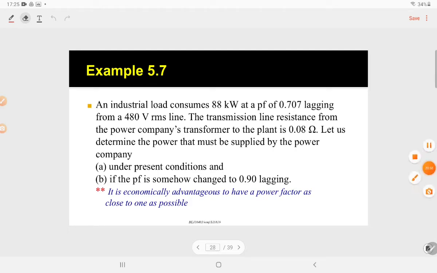You are given an example over here. An industrial load consumes 88 kilowatt at a power factor 0.07 lagging from a 480 volt RMS line. The transmission line resistance from the power company transformer to the plant is 0.08 ohm. Let us determine the power that must be supplied by the power company under the present condition, and if the power factor somehow changes to 0.9 lagging. So this question asks you to find the power that must be supplied by the power company given this specification. And then if they change the power factor to 0.9, you need to find the new power that must be supplied by the power company.